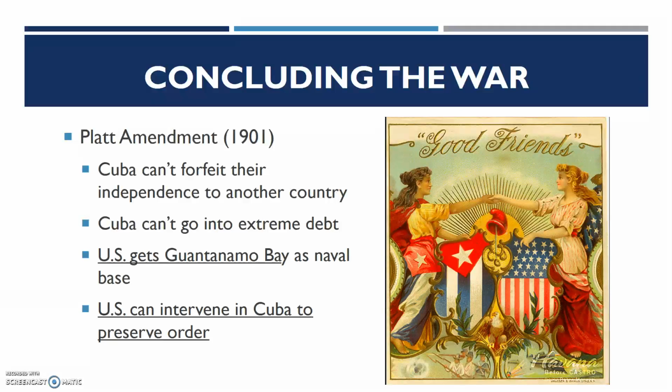So this is going to mark the relationship between Cuba and the United States for decades, leading up to the revolution by Fidel Castro. So again, the Platt Amendment gives Cuba its independence, but there are conditions to that independence, and it makes the United States a dominant partner in their relationship.